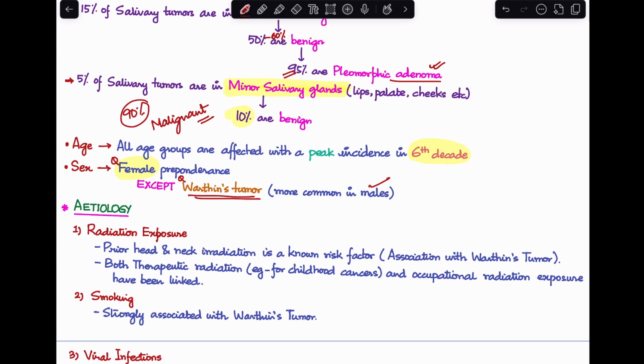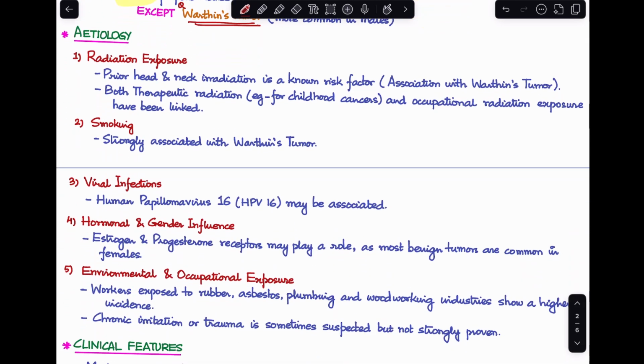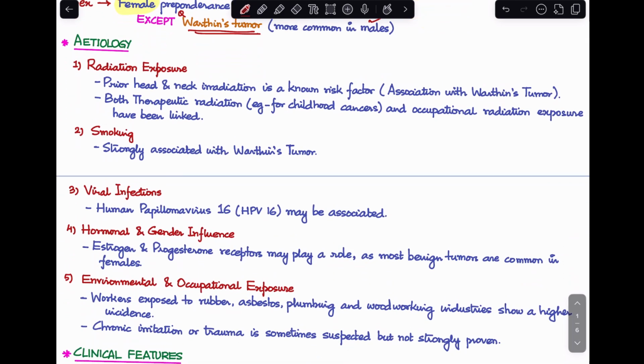Now, let's talk about the etiology of benign salivary gland tumors. What are the possible causes behind this? First of all, radiation exposure. Now, radiation exposure is more associated with malignant tumors, but there has been some association, where we have seen that a prior head and neck irradiation has been seen to be a risk factor, especially in case of Warthin's tumor. Secondly, where does this irradiation happen from?